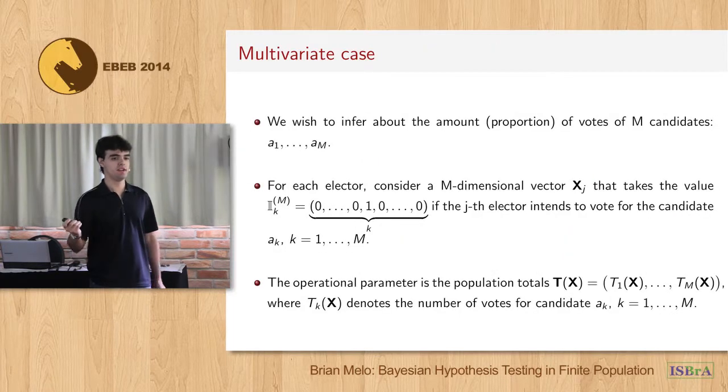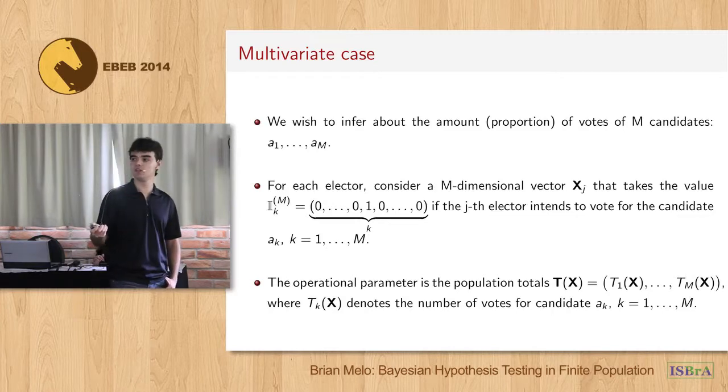Now we consider the multivariate case. Here we consider the multinomial distribution, which is just the extension of the first case, and we wish to infer about the proportion of votes of n candidates, A1 to An. For each elector in the population, we have an n-dimensional vector, xj, that takes the value of a vector of zeros with a one in position k if this elector wants to vote for candidate Ak. Our operational parameter now is a vector of population totals again, but an n-dimensional vector, where tk(x) is the number of votes in the population for candidate k.